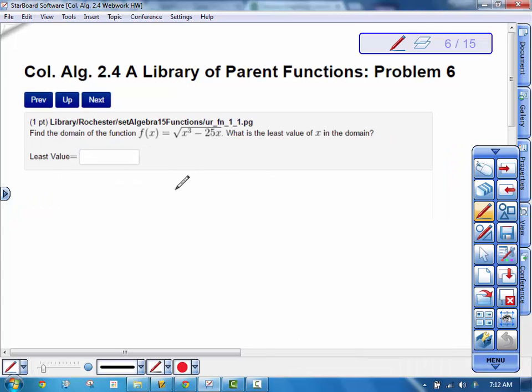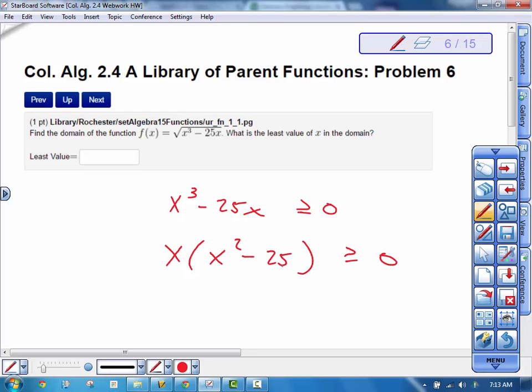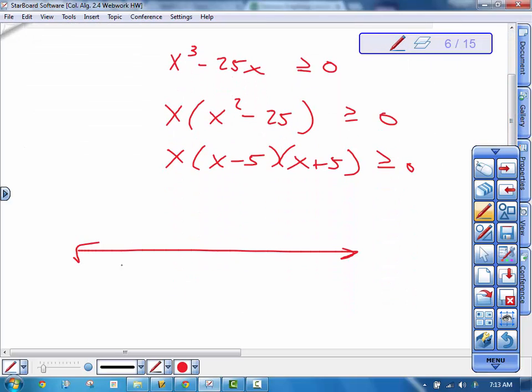Okay, another domain question. Look at this function right here. This is the square root, so we know what's under here has to be greater than or equal to 0. It can be 0, but it has to be greater than or equal to. If I factor out an x, I get x squared minus 25. And if I factor this some more, I get x minus 5, x plus 5. And now I can make a sign chart listing the key points, which is -5, 0, and +5. Now these are 0, so these are okay. I can include those.